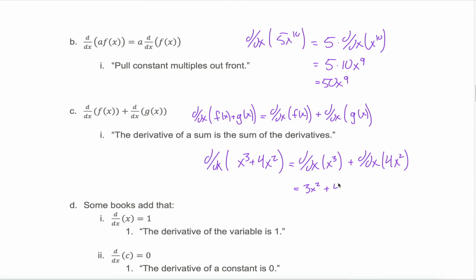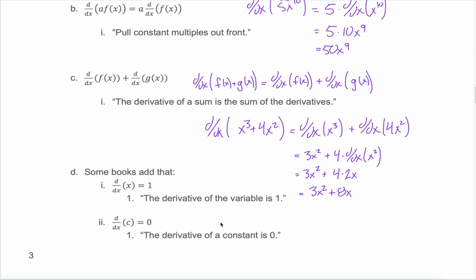I'm going to first use the coefficient rule and take that 4 out in front, but then I still have to take the derivative of x squared. Fortunately, I know the derivative of x squared. Using the power rule, it's 2x to the first power, or just 2x. So my answer is 3x squared plus 4 times 2x, which I can simplify to get 3x squared plus 8x. The derivative of this sum is just the sum of these 2 different derivatives.